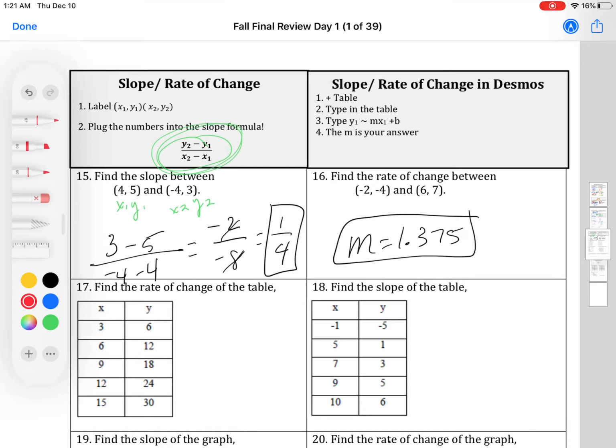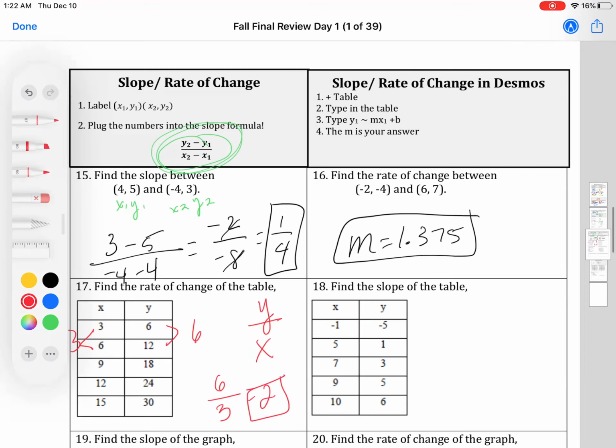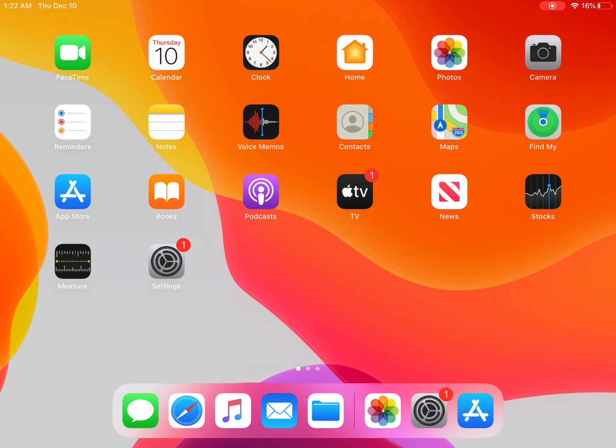From a table, the way you can get rate of change by hand is the change in y over the change in x. The y is increasing 6. The x is increasing 3. 6 is the y, 3 is the x, which is the number 2. Okay, rate of change, you can go that way. I like to use the positive numbers, so find two numbers that are positive. If that was a struggle for you, we can go into Desmos and try number 18.